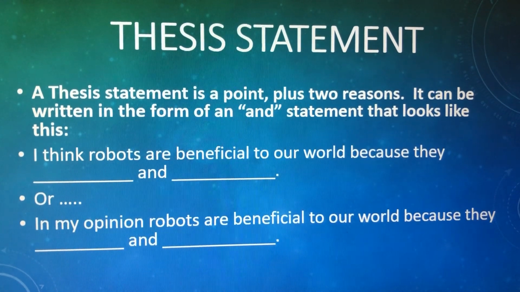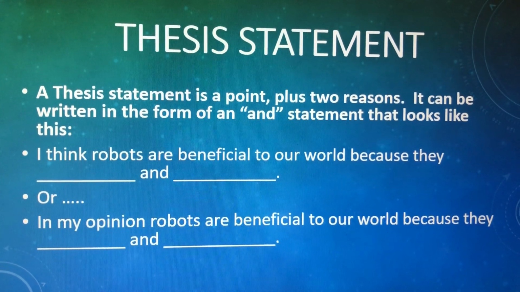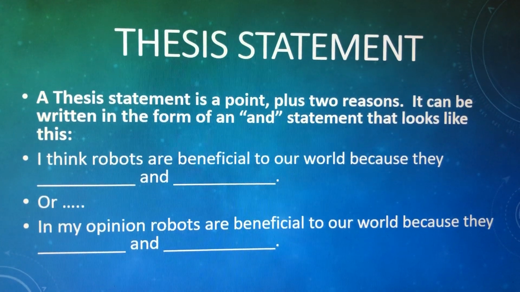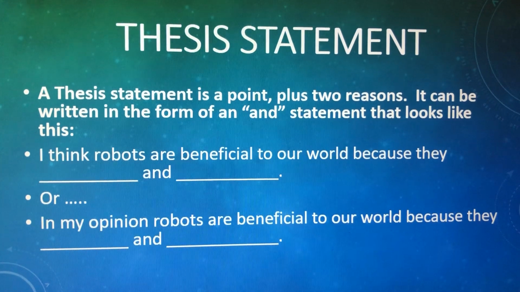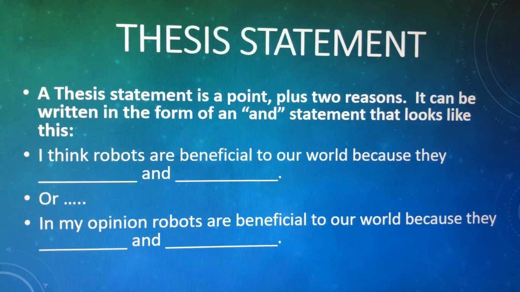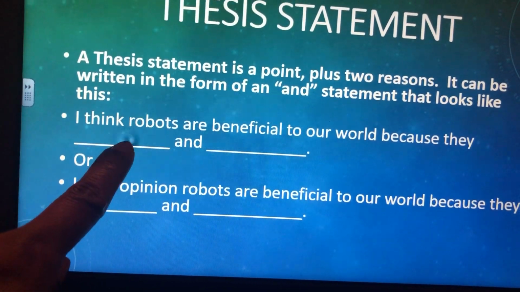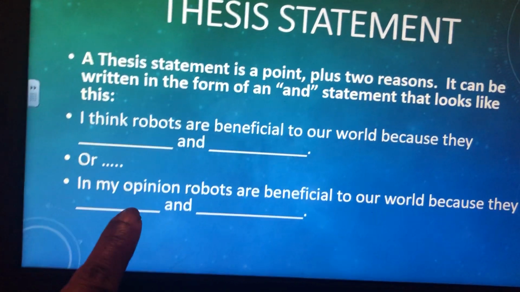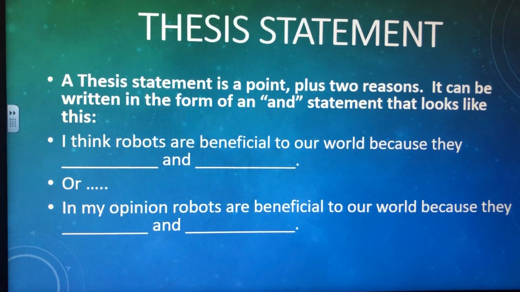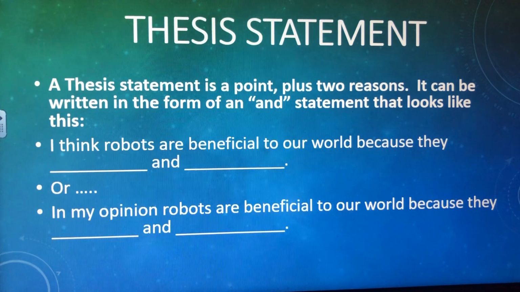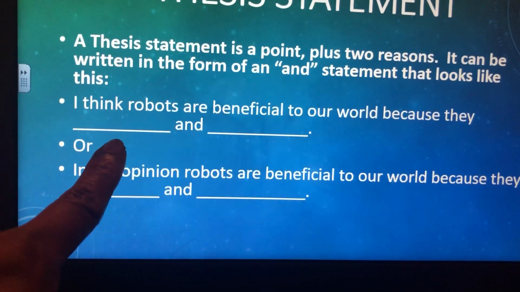So, you can choose either way to say it. You can say, I think robots are beneficial to our world because, or you can say, in my opinion, robots are beneficial. Just remember, with article number 1, we came up with 3 main ideas. Those were the greens, the writing that was in green. So you guys can choose one of those, and that will be on your first line, reason number 1 in your thesis, because what you're saying is, I think robots are beneficial because, and you're stating the first reason why you think that.